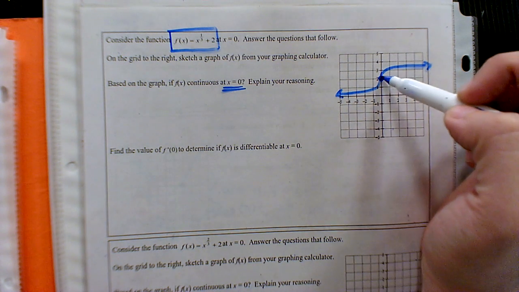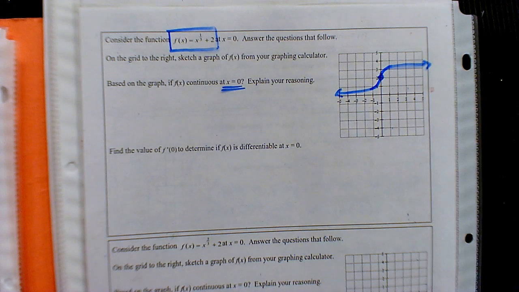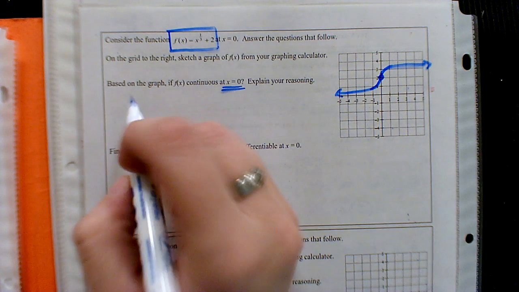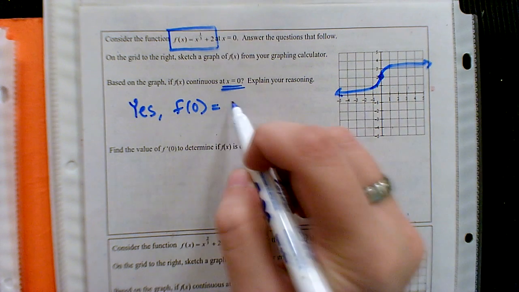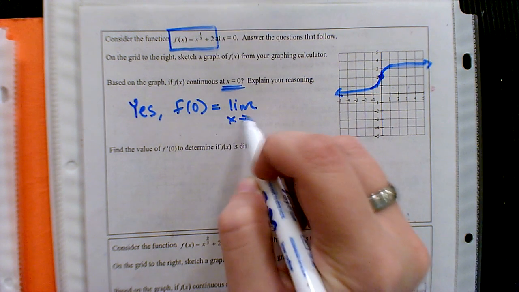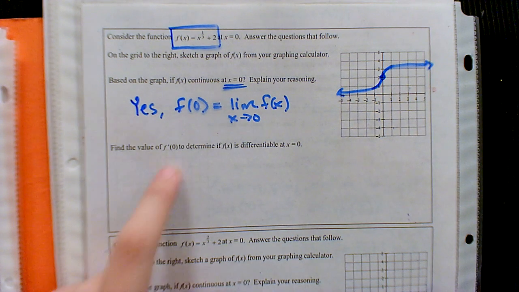I'd say so, right? The point is at 2, and if you approach from the left and the right, you would be getting closer to that height of 2. All right, so we're continuous. We can say f of 0 equals the limit as you approach 0 from the left and the right. So we're continuous at that spot. Let's see if the slope or derivative exists at that spot.